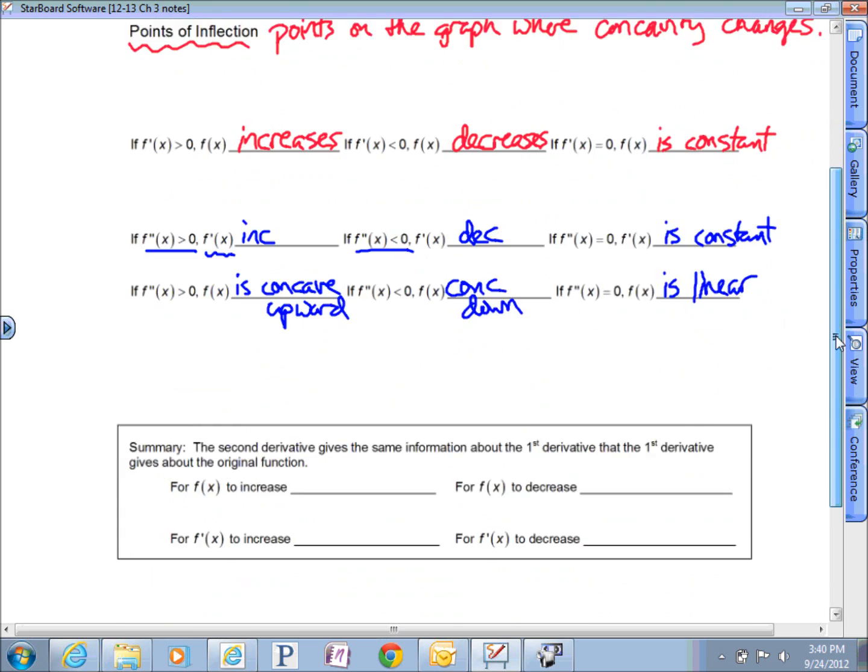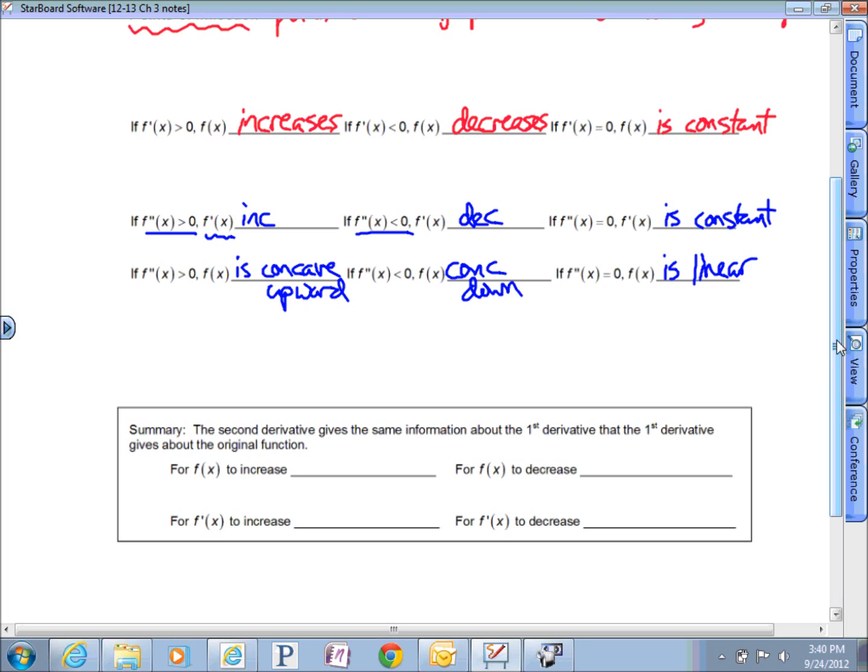So what's our conclusion that we're trying to draw? My second derivative gives the same information about the first derivative that the first derivative gives about the original function. So the connection is everything that we've learned about this first derivative test, about when the first derivative is positive, my function's increasing. Well, now all I have to do is change the wording. If my second derivative is positive, my first derivative is increasing. But we're also going to get a little bonus because if my second derivative is positive, that's going to tell me what kind of a bend I have in the graph of that original function.